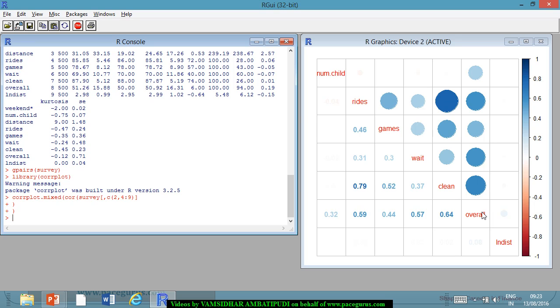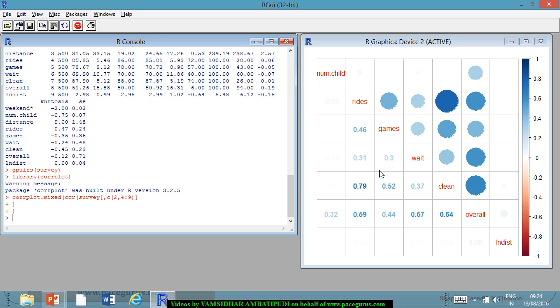Right. So these are the numbers that are coming out. Rights versus cleanliness looks like 0.79 and 0.32, then 0.46, 0.59. So these are the kind of correlations that are existing. There are a few that are existing out here, right? Number of children versus overall is looking like on a higher note. So these are some of the things.